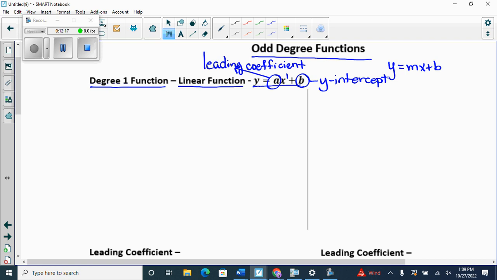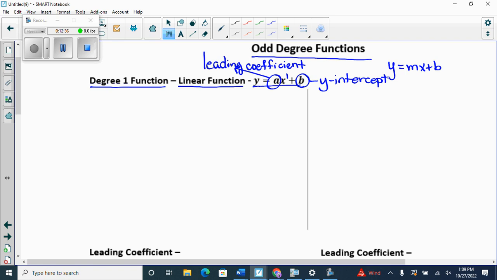So if this is the y-intercept, why would it be the y-intercept? Well, if I was looking for the y-intercept, I would set x equal to 0, wouldn't I? What's a times 0? 0. It goes away. So the only thing that's left is b. So that's why b is your y-intercept. That's why the constant is always your y-intercept.